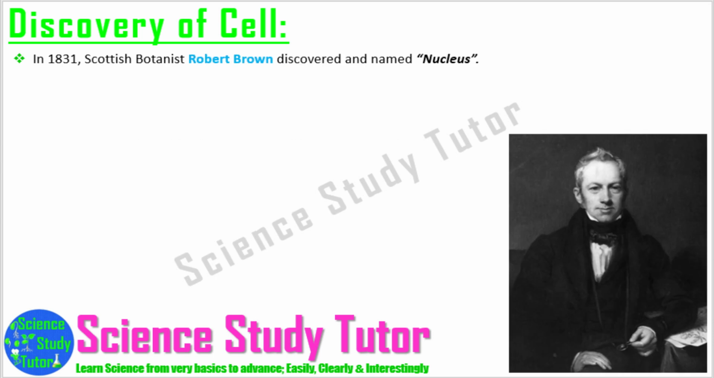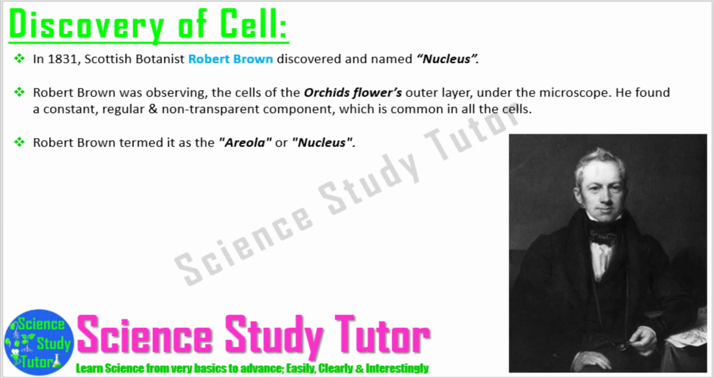In 1831, Scottish botanist Robert Brown discovered and named the nucleus. Robert Brown was observing the cells of the orchid flower's outer layer under the microscope. He found a constant, regular, and non-transparent component which is common in all the cells of the flower's outer layer. He named it as the areola or nucleus.